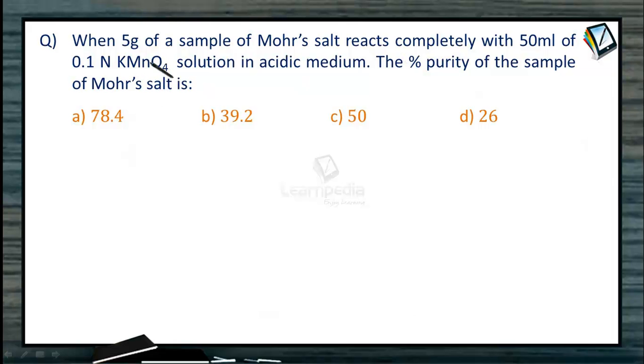When 5 grams of Mohr's salt reacts completely with 50 ml of 0.1 normal potassium permanganate solution in acid medium, we need to find out the percentage purity of the sample of Mohr's salt taken. Now we know the basic idea that two substances always react in the ratio of their equivalent masses.